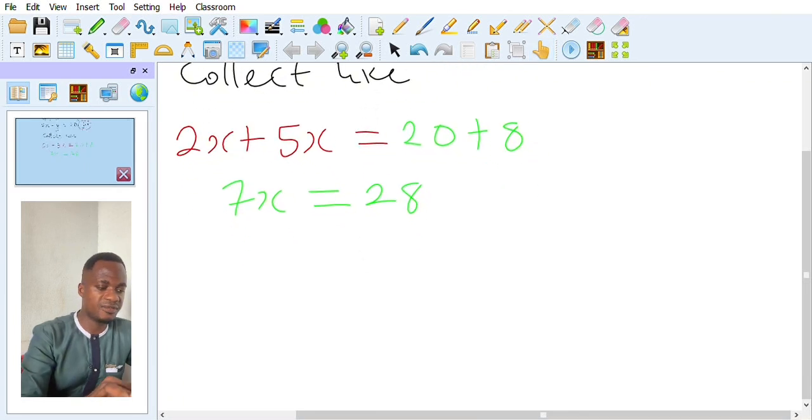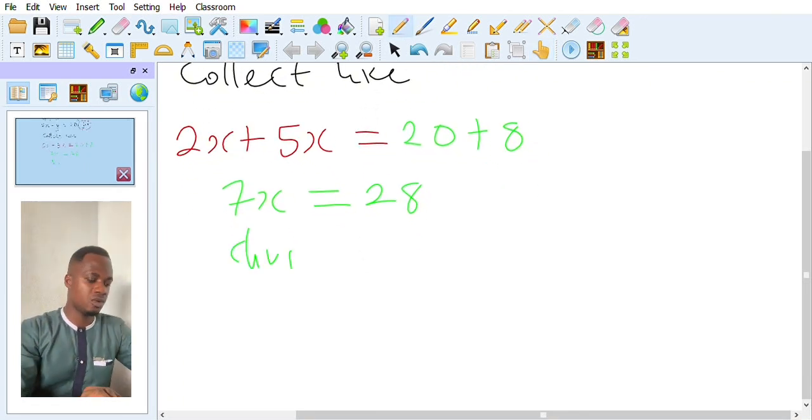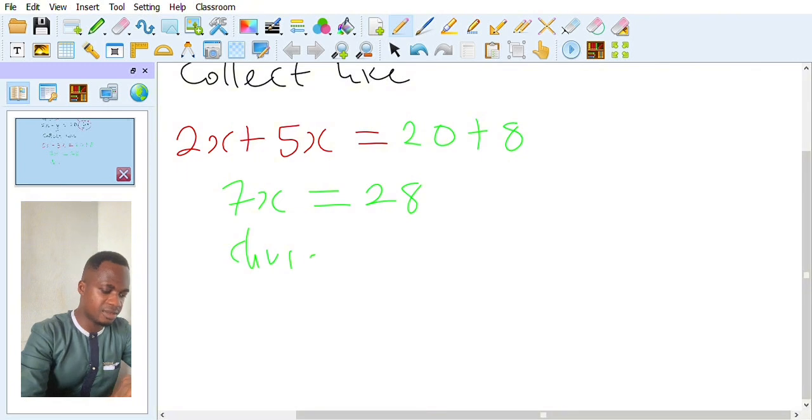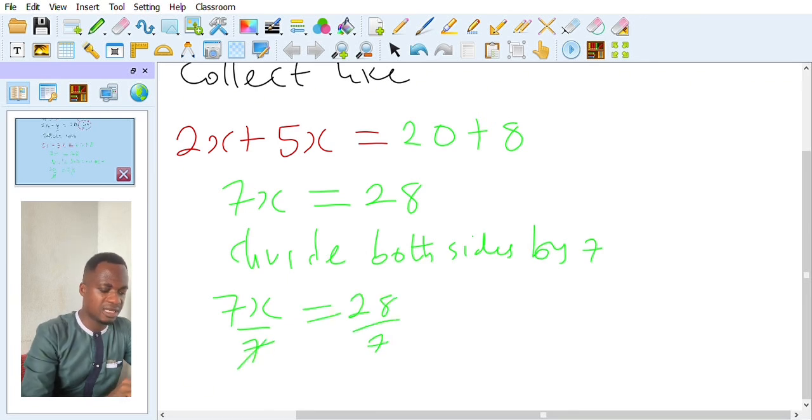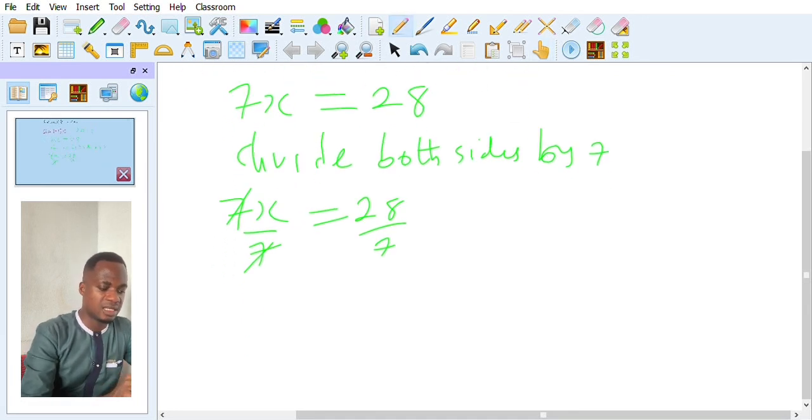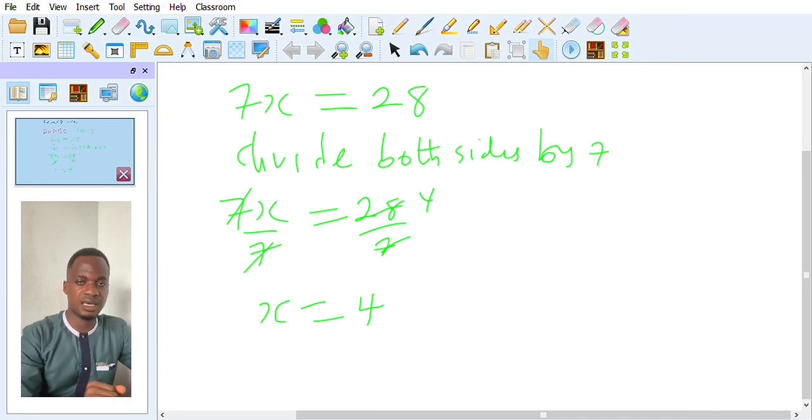At this point, we will now divide both sides by 7. So 7x divided by 7 is equal to 28 divided by 7. If 7 divides 7, we have 1x, and 1x is written as x. 28 divided by 7 is 4, so we have x is equal to 4. So when we solve that equation, we end up having x is equal to 4.